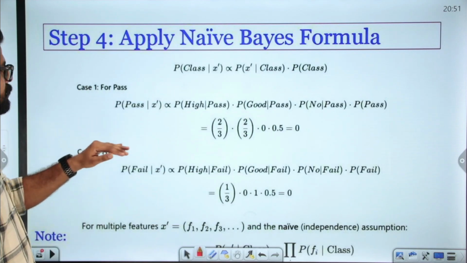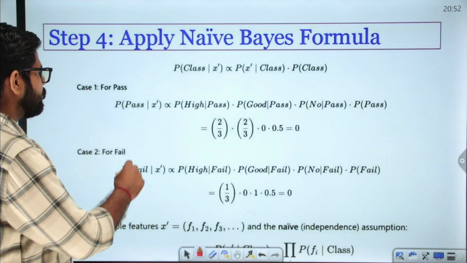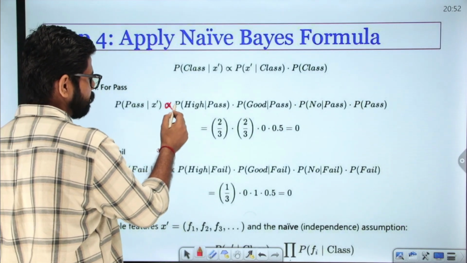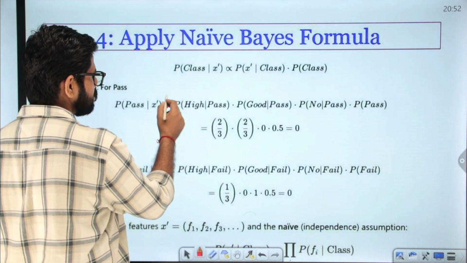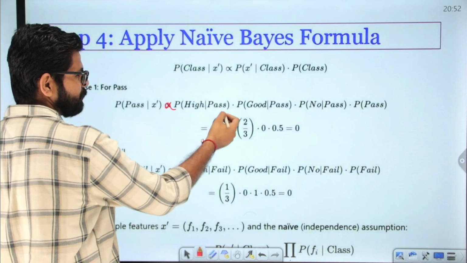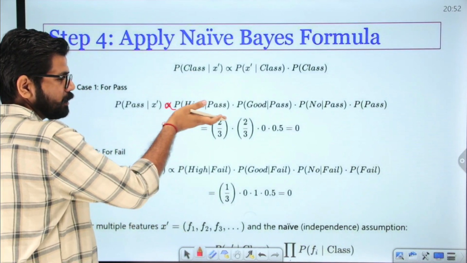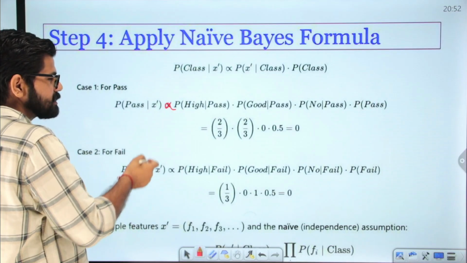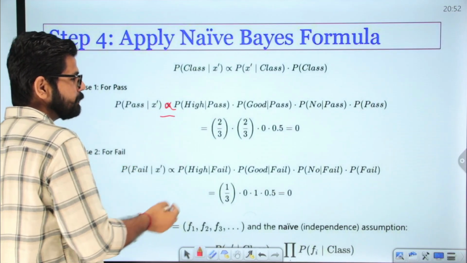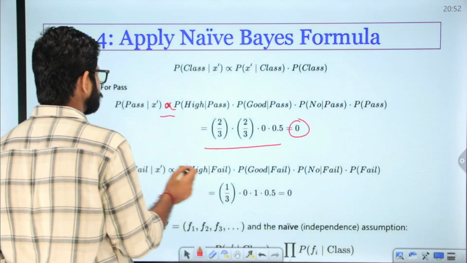Now for the pass students the same thing you will calculate. So here you will find this proportional sign will be there; even you can use the equal to sign if you are simply dividing using the Bayes theorem. Since we are eliminating the denominator, that's why we are using the proportionality sign. So here you find the probability comes out to be 0.